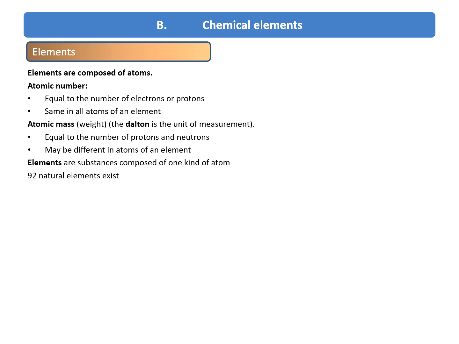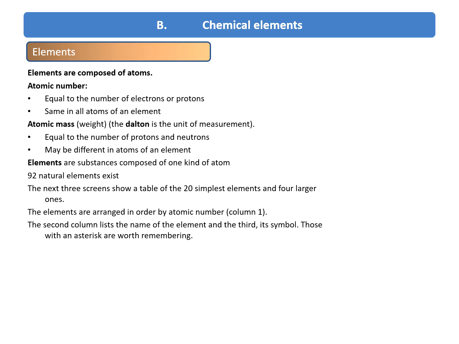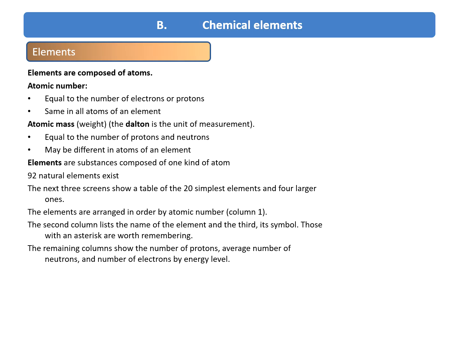92 natural elements exist. The next three screens show a table of the 20 simplest elements and 4 of the larger ones. The elements are arranged in order by atomic number, shown in column 1. The second column lists the names of the elements, and the third its symbol. Those with an asterisk are worth remembering. The remaining columns show the number of protons, the average number of neutrons, and the number of electrons by energy level.